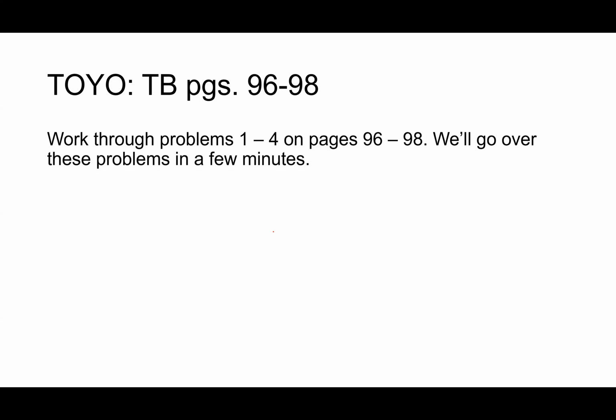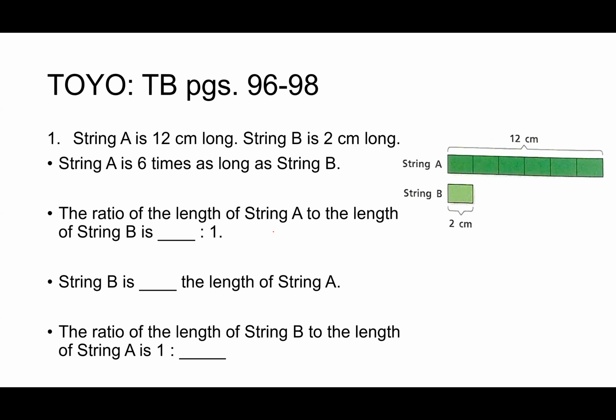All right, so in your textbook, we're going to work through numbers 1-4. I don't believe you actually need your textbook for these. They are reprinted in your notes for you. Let's do the first one together so we all know what we're doing. It says string A is 12 centimeters long. String B is 2 centimeters long. String A is 6 times as long as string B.